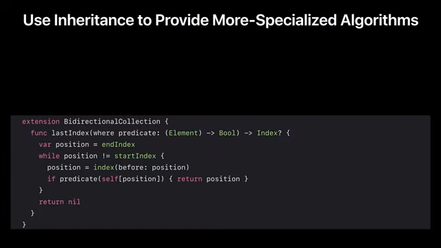So once you've introduced inheritance, you've restricted the set of conforming types, but you've allowed yourself to implement more interesting algorithms. So here's the code behind this last index where operation. It's fairly simple. We're just walking backwards through the collection using this new requirement from the bidirectional collection protocol.